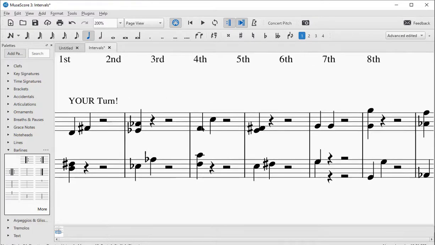Next one, F to C. This interval is a fifth: F, G, A, B, C. F, G, A, B, C, that's a fifth. Melodic and harmonic.